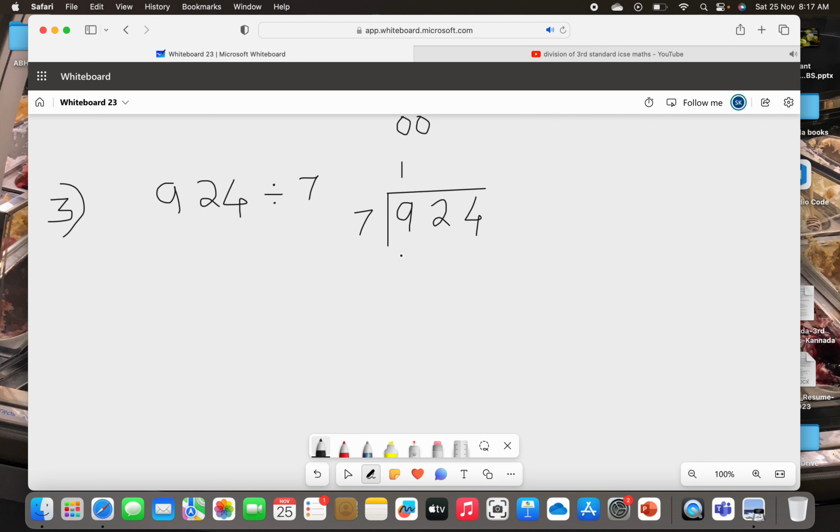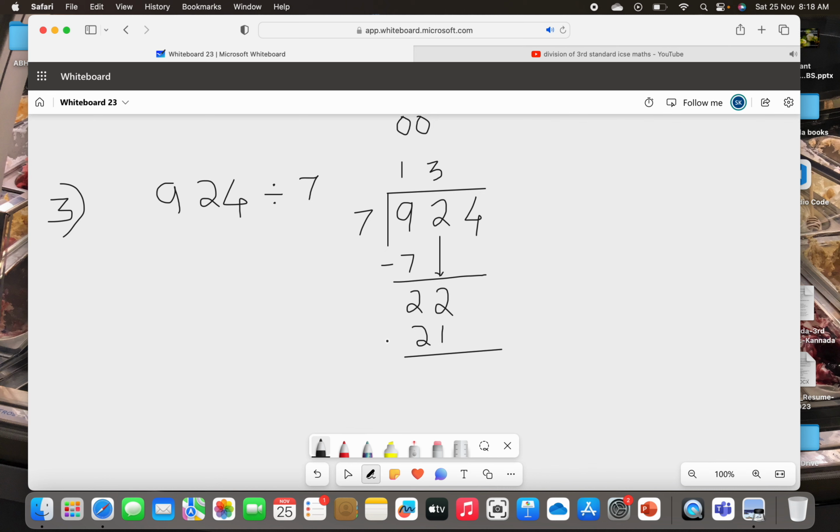7 times 1 is 7, right? 9 minus 7 is, remainder is 2. 2 is not divisible by 7 because 2 is lesser than 7. So pull down the next digit, make it 22. 7 table, which is closest to 22? 7 times 1 is 7, 7 times 2 is 14, 7 times 3 is 21.